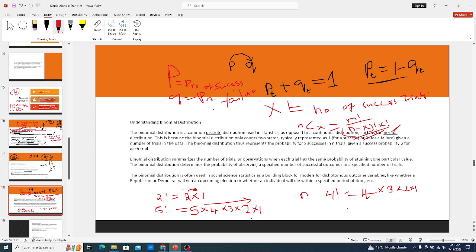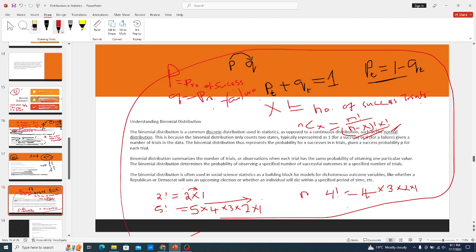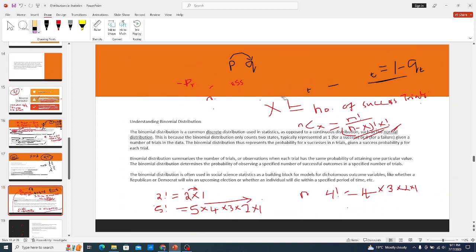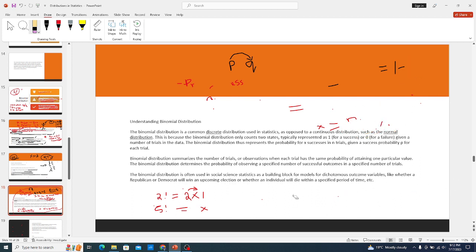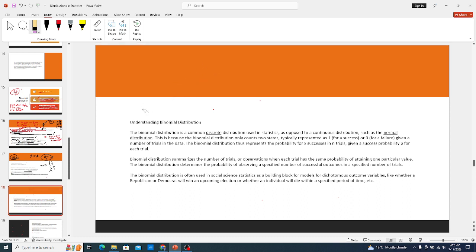Since I have explained all this, I guess we are done with the binomial distribution, because that's the formula we use to calculate the probabilities. We can calculate the probability of a certain number of trials being a success or being a failure.